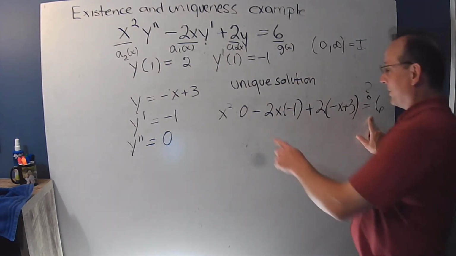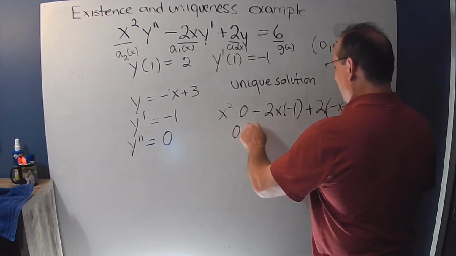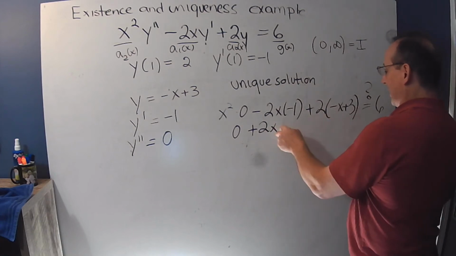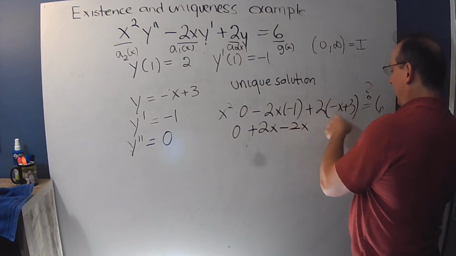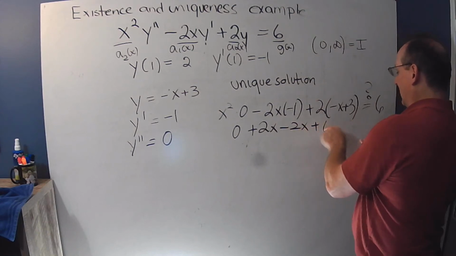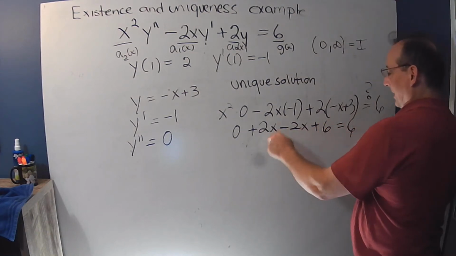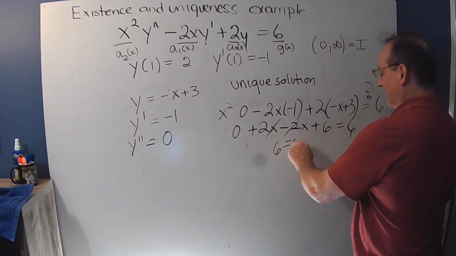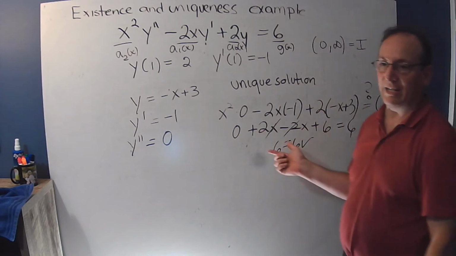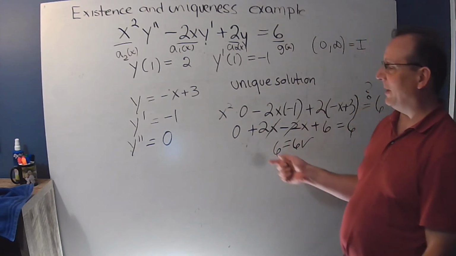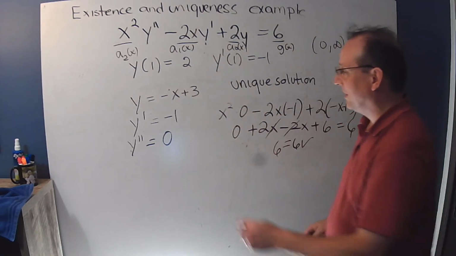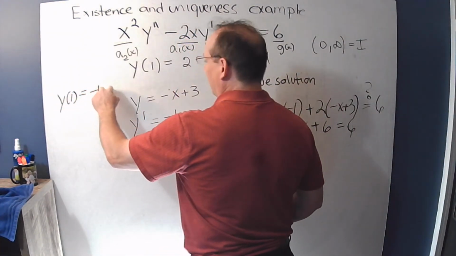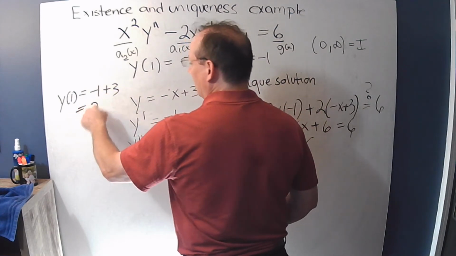Of course, this first term is 0. This is plus 2x because a negative times a negative is a positive. This is minus 2x, and then 2 times 3 is 6. And lo and behold, these cancel out. 0 plus 6, we get 6 is 6. So this does satisfy the equation. And by the way, it does meet the initial conditions, because if I look at y of 1, that's negative 1 plus 3, and that is 2.